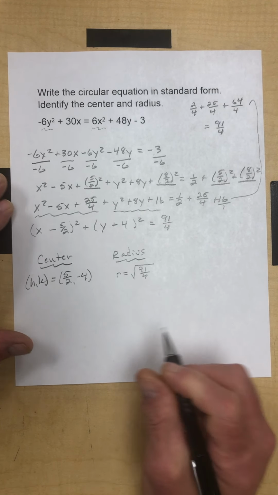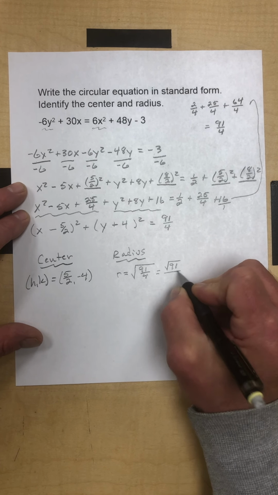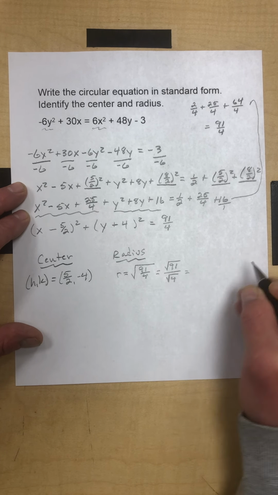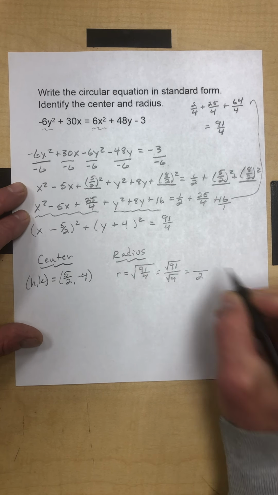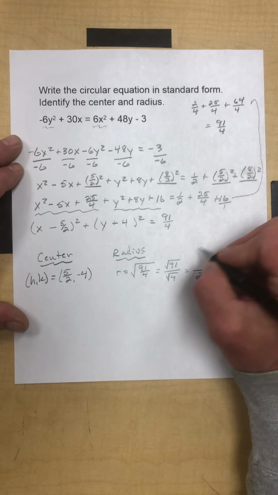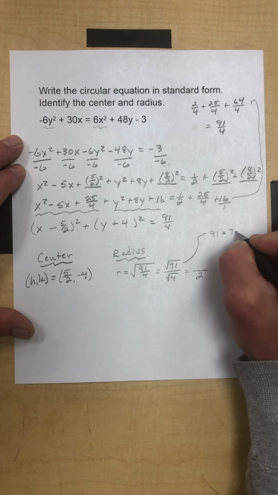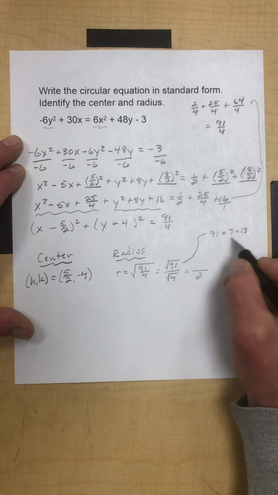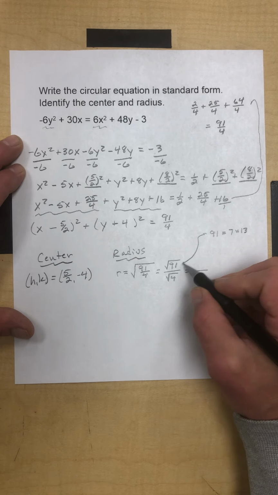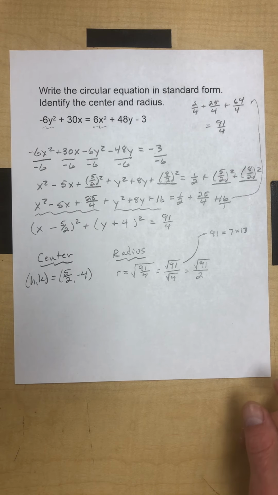And remember, guys, it has to be in simplest radical form. Remember, this is like the square root of 91 over the square root of 4. The square root of 4 is 2. 91, I think that's a prime number. Let me see. 91 divided by 7. It is not a prime number, but its only factors are prime. 91 is 7 times 13. So the only two factors of 91 are both prime, so radical 91 is in simplest radical form. So my radius is radical 91 over 2.